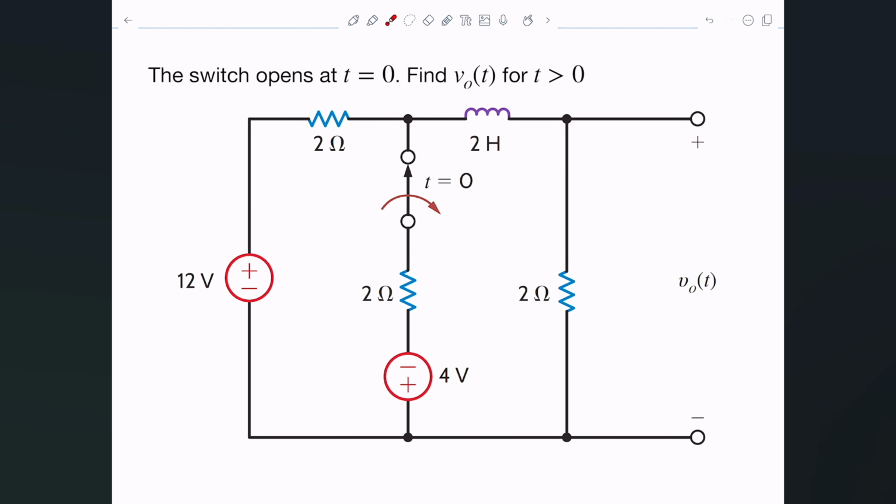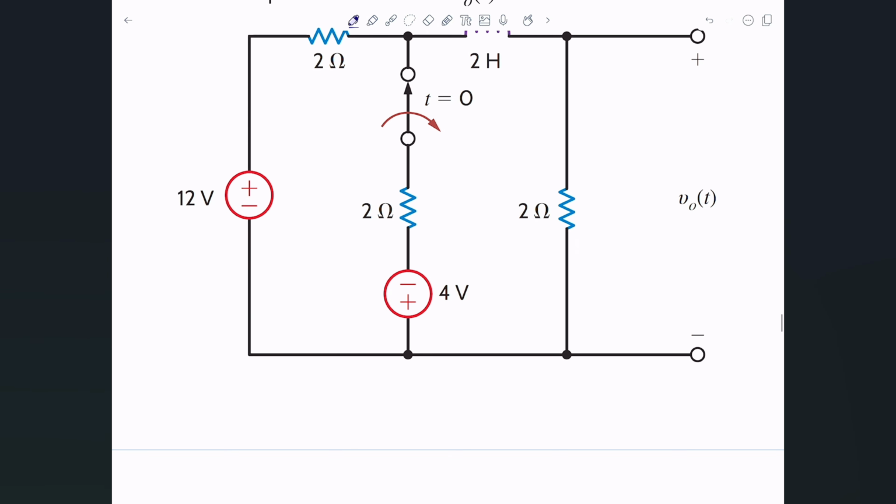And what we're being asked is to compute this V0(t), which is the one across the 2 ohms in here. Of course, we can go ahead and write the differential equation to describe the circuit, but since it's a first order transient circuit and all the sources that we see in here are simple DC sources, we should be able to use the general solution to solve it.